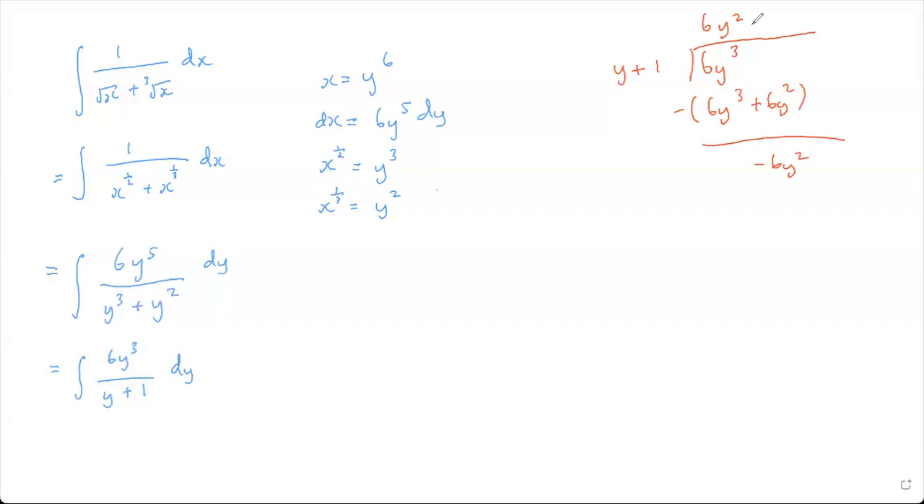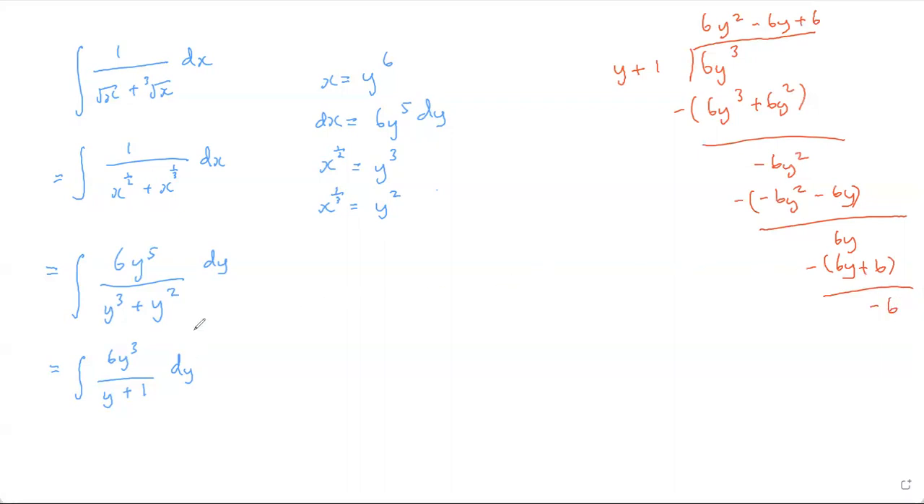So I would need negative 6y, and that would give me negative 6y squared minus 6y over here. Subtracting that, what am I going to get? This would be 6y. Lastly, how do I get 6y? I need a 6, because y times 6 is 6y. So 1 times 6 is 6. So the remainder is negative 6.